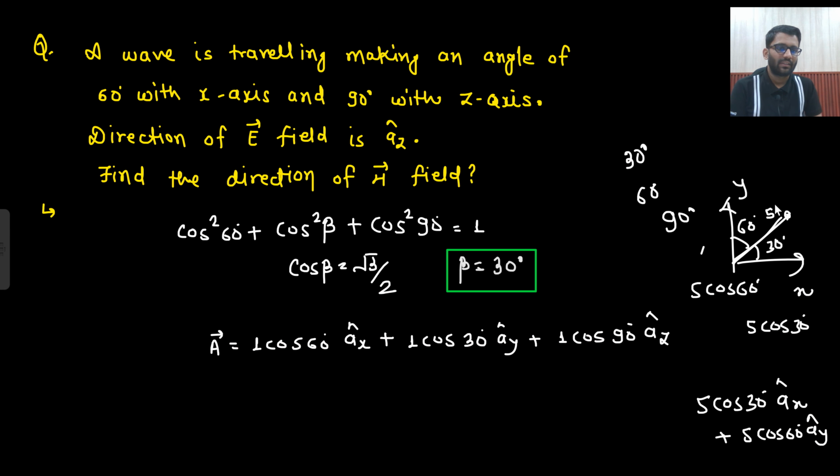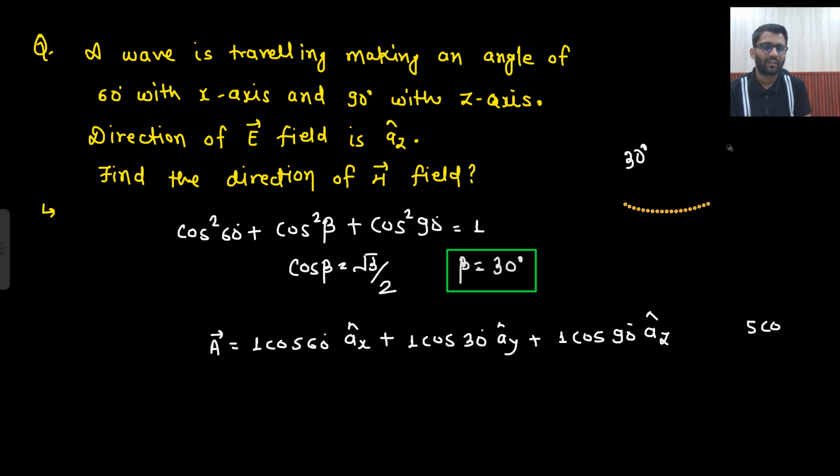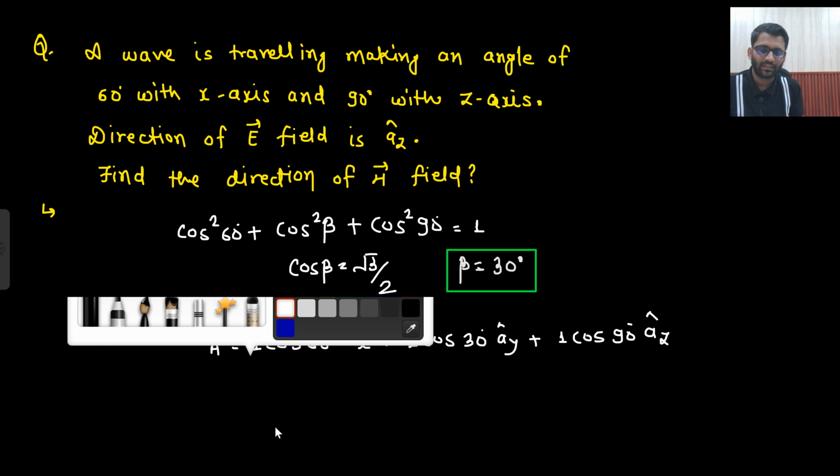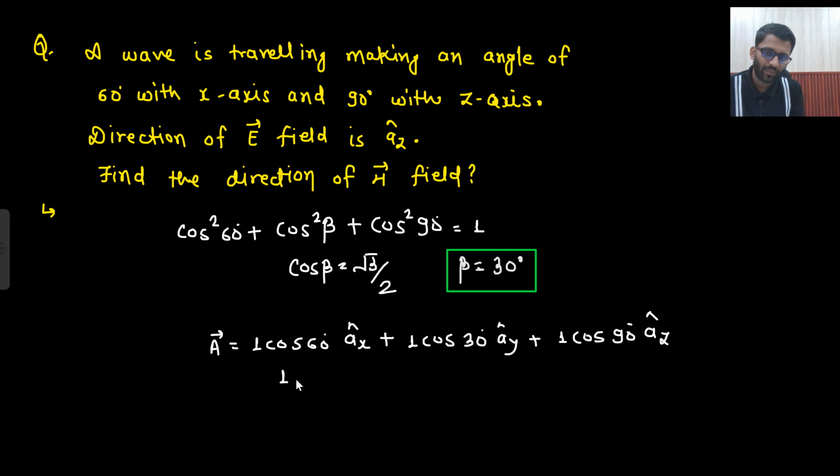So what did I tell you here? If I am assuming a magnitude 1, so 1 cos 60, 1 cos 30 and 1 cos 90. So this is my vector A. My vector A is cos 60, 1 by 2 ax cap, cos 30, root 3 by 2 ay cap, plus cos 90 degree, that is 0 only. So this is your AP, the direction of EM wave propagation.